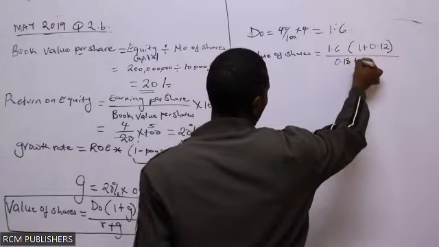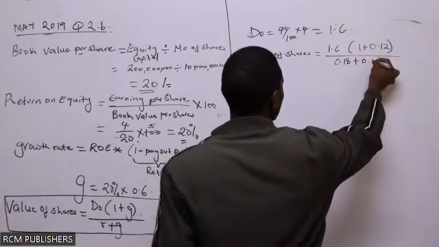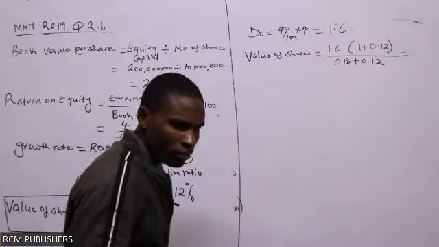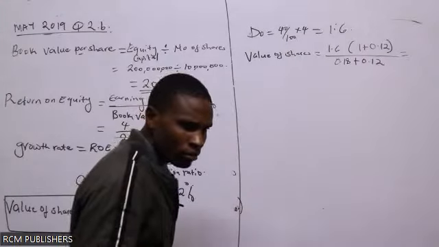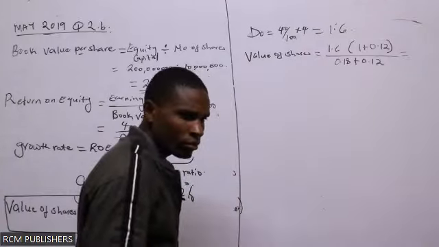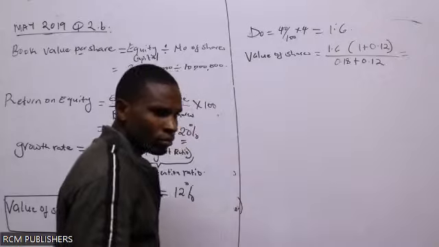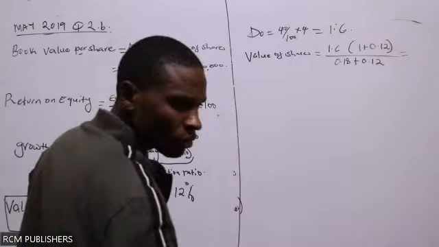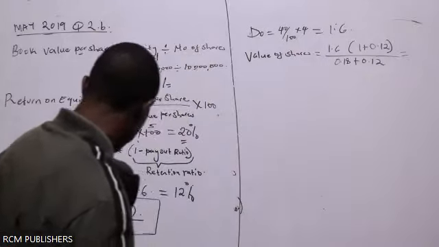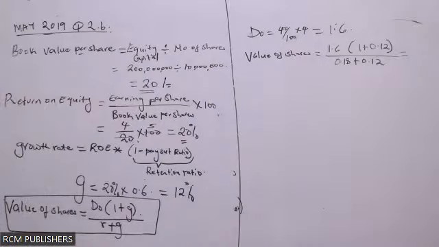Now you see, we use R plus G, 0.12. What will be our... Let's look at the formula properly. How did we write it? Value of shares. This formula is okay.